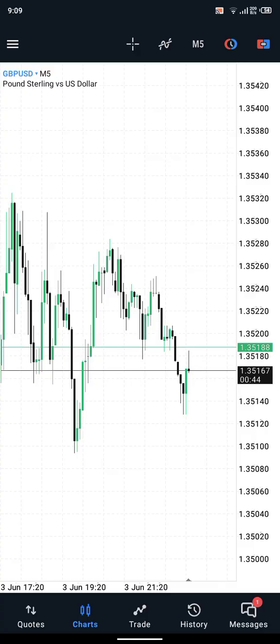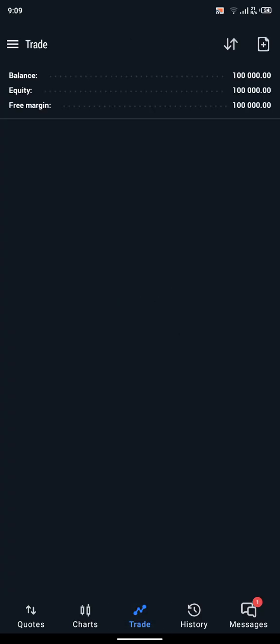So then moving forward, after chart, we have trade. This is where you'll be able to see your account balance on this MT5, and any trade you place at all is going to show here. So we can see here we have balance 100,000 USD, equity 100,000 USD, and free margin 100,000 USD. Your balance is basically how much you deposited into your trading account.